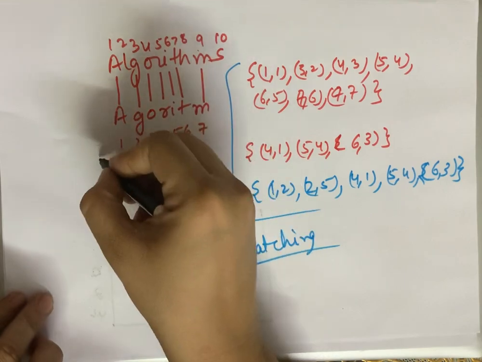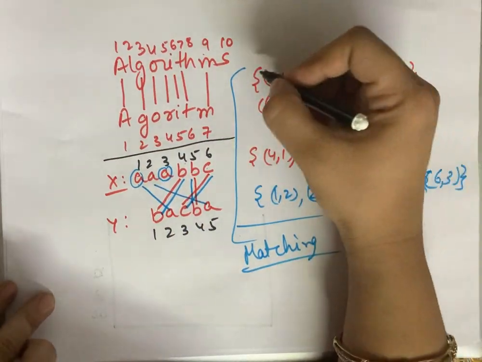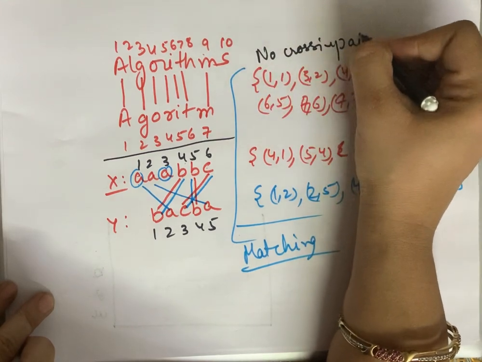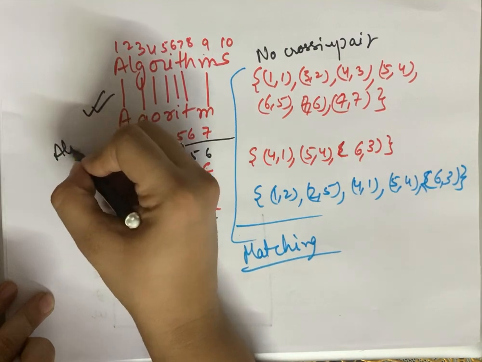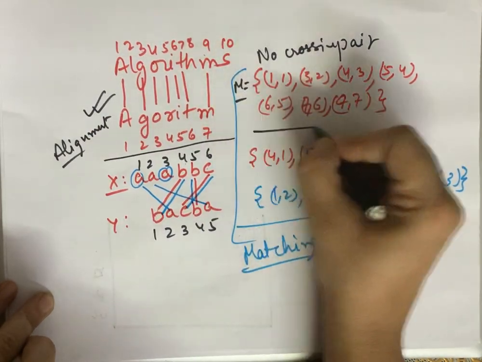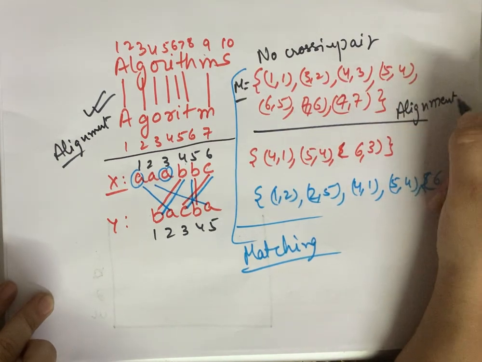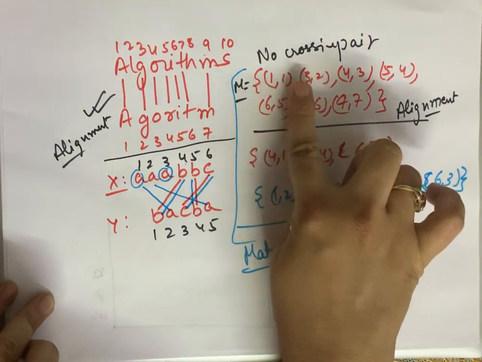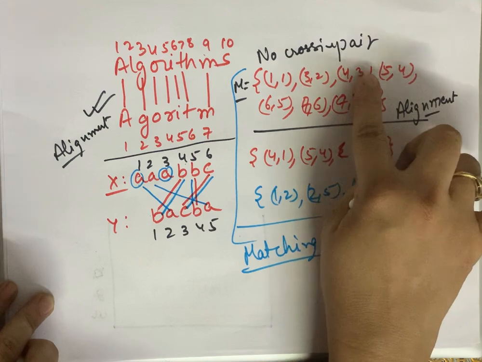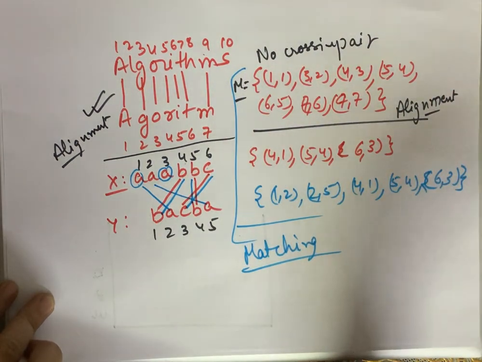As you can see, this example has no crossing pair. Since there is no crossing pair, this is an example of alignment. The given matching that we are getting over here is also an alignment, because there is no crossing pair. Wherever 1 is less than 3, 1 is less than 2, 3 is less than 4, 2 is less than 3, in all pairs, if i is less than i', then j is also less than j'.